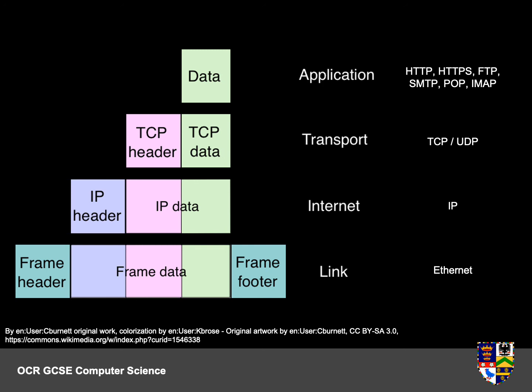And similarly, you'll see on the transport layer, you've got TCP, but you've also got UDP as well. You can swap that out, and it doesn't make a difference to the IP layer or the link layer.